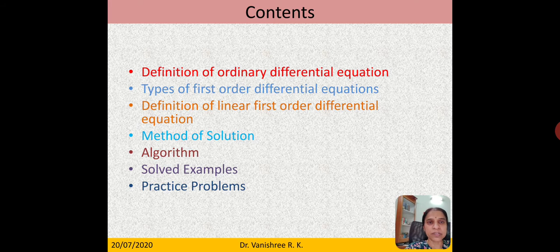that is the method of solution, then the algorithm, which is the step-by-step process to obtain the solution of first order linear differential equation, and then we are going to apply this procedure or algorithm to solve some examples. At the end, we will have some practice problems.